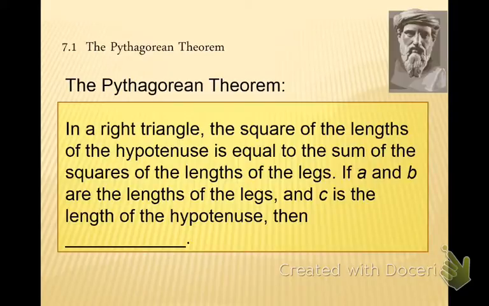Okay, so the Pythagorean theorem says in a right triangle, the square of the length of the hypotenuse is equal to the sum of the squares of the lengths of the legs. If A and B are the lengths of the legs and C is the length of the hypotenuse, then A squared plus B squared equals C squared. That's the Pythagorean theorem. Remember, A and B are the two shorter legs, so you always have the two shorter legs equaling the longer side.